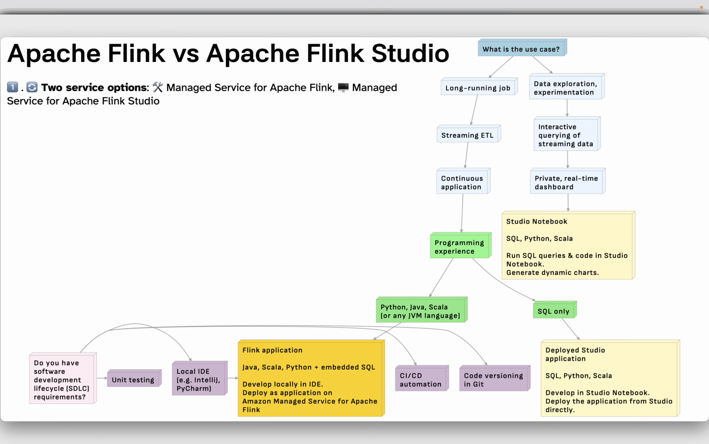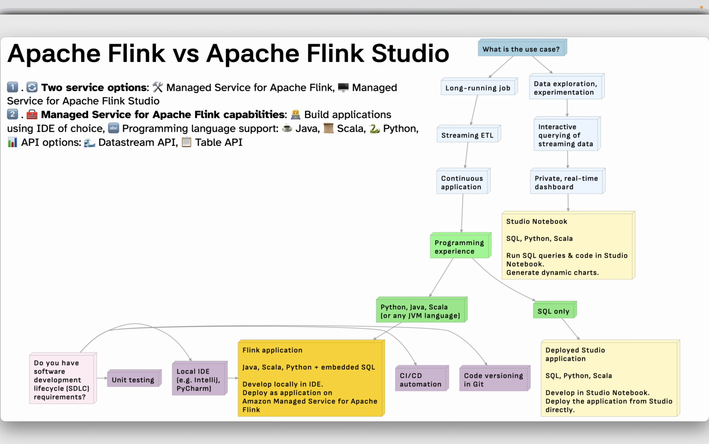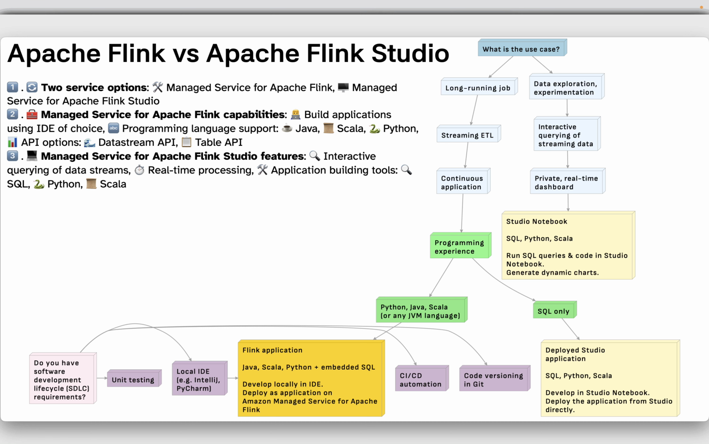So Amazon Managed Service for Apache Flink offers two options as I talked about. One is Managed Service for Apache Flink and the other is Managed Service for Apache Flink Studio. Managed Service for Apache Flink allows building applications in Java, Scala, or Python using an IDE of your choice with Apache Flink data stream or table APIs. Managed Service for Apache Flink Studio enables interactive querying of data streams in real time and building applications using SQL, Python, and Scala. Your specific use case should determine which option to choose.